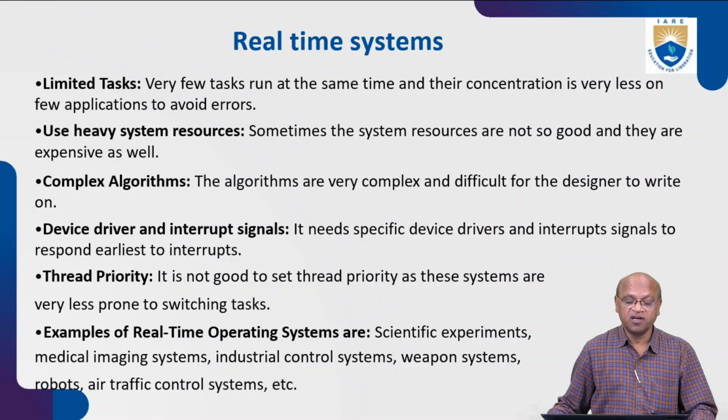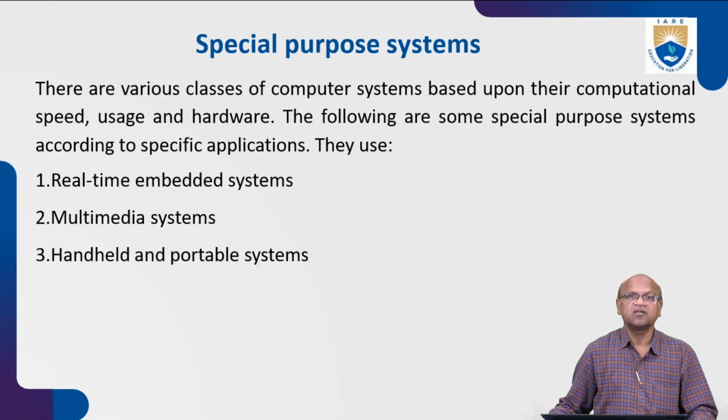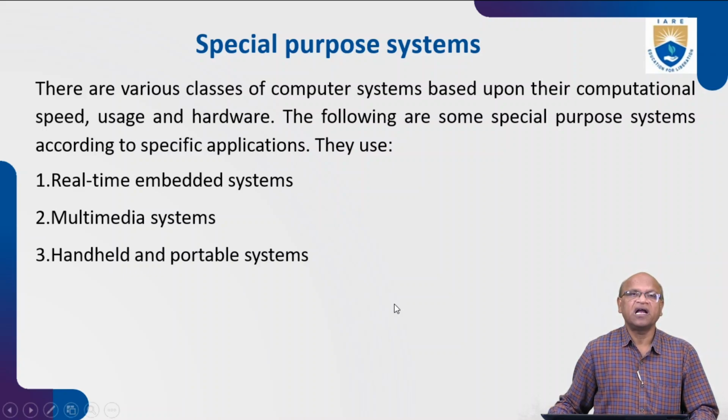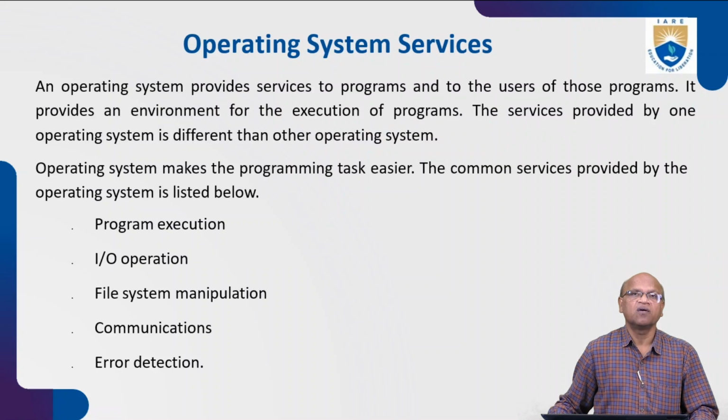Examples of real-time operating systems are scientific experiments, medical emergency systems, industrial control systems, weapons systems, robots, and aircraft control systems. Special purpose systems: these are various classes of computer systems based upon their computational speed, uses, and hardware. The following are some special purpose systems according to specific applications: real-time embedded systems, multimedia systems, and handheld and portable systems. Other system services we will discuss in the next session.